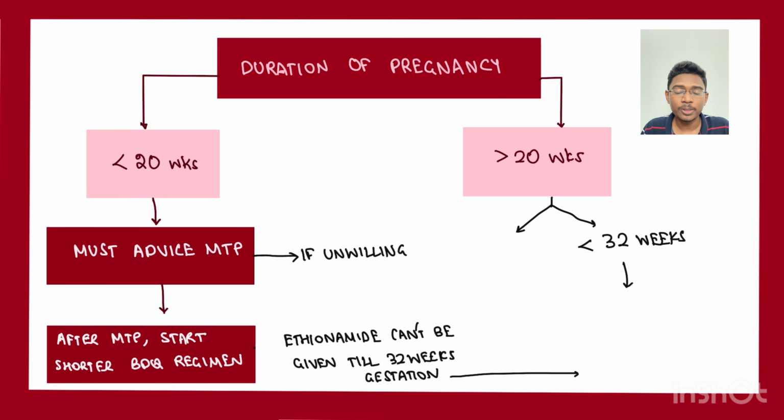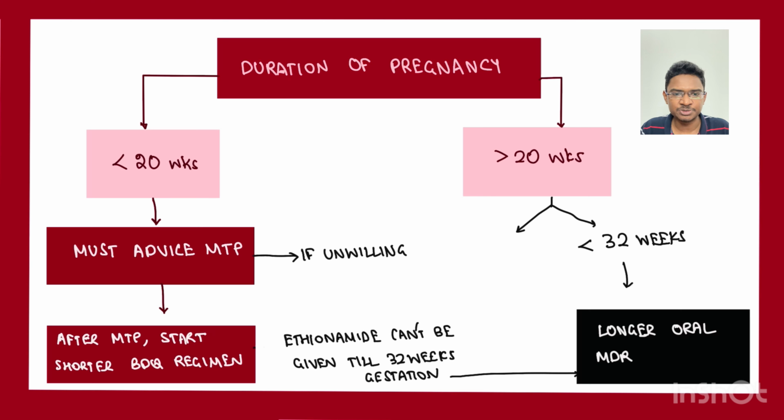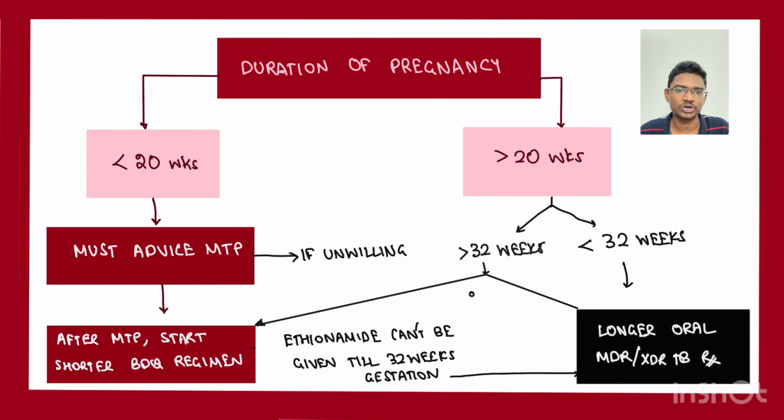You can obviously follow the longer oral MDR regimen. There ethionamide is not there. We can include group A 3 drugs and group B 2 drugs, and we can finish it off. So if it is less than 32 weeks, where you can't give ethionamide, they go for the longer oral MDR regimen. In more than 32 weeks, there is no problem with giving ethionamide.